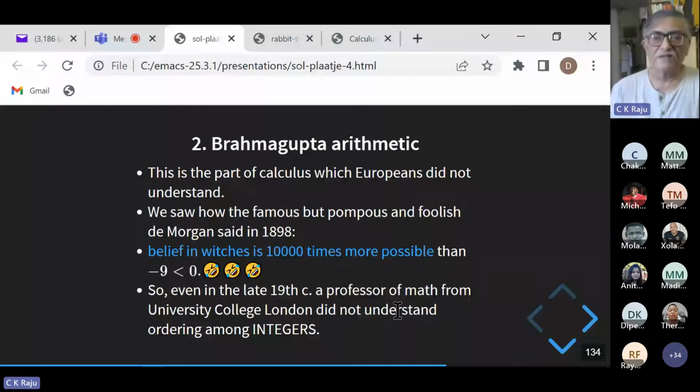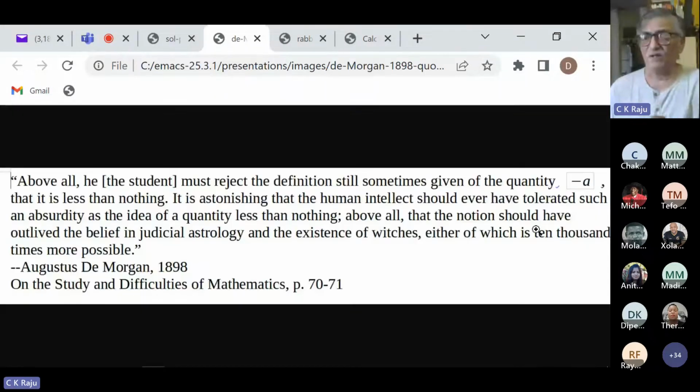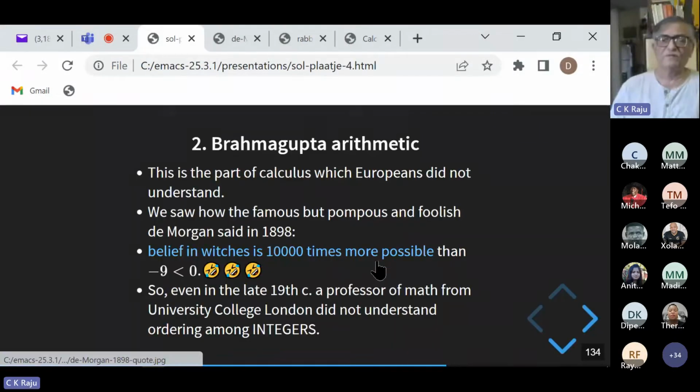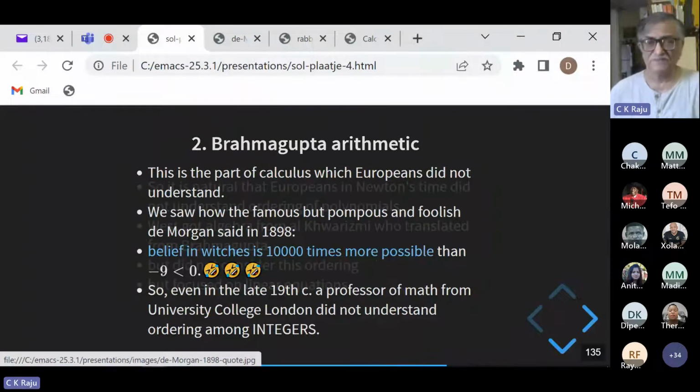Brahmagupta's arithmetic is that you, let me recall this statement: belief in witches is 1,000 times more possible than saying minus a less than 0. Now, what are we talking about here? We are talking about order in integers on the real line, which this fellow did not understand. A big professor from University College London did not understand. He says it is 1,000 times more possible to believe in witches. So he did not understand ordering in integers.